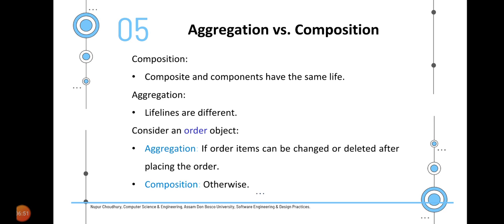So consider an order object. The aggregation is if order items can be changed or deleted after placing the order. However, in composition you cannot do it. If they are changed or deleted after placing the order, the items also will cease to exist, or in case of a bill, the bill will not be there. So aggregation and composition is very important from the point of showing whether a particular relationship will cease to exist even if one part is deleted or omitted.